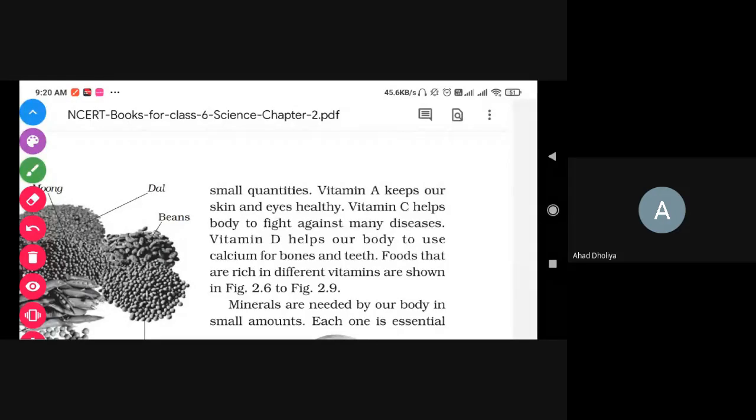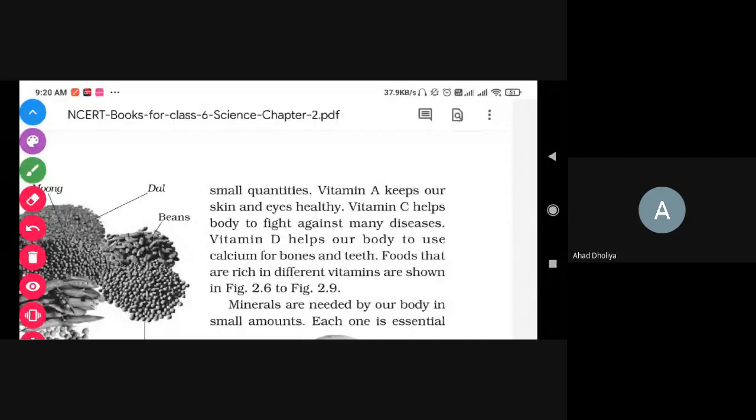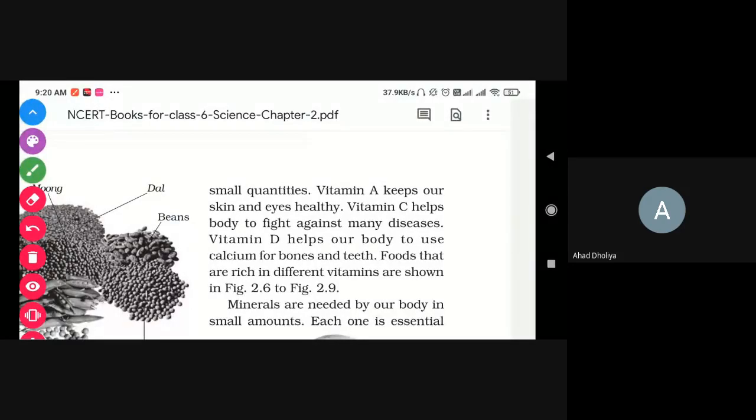Sixth point, vitamin A keeps our eyes and skin healthy. Number 7, vitamin C helps body to fight against many diseases. Point 8, vitamin D helps our body to use calcium for bones and teeth. Okay, Ahad, please send this picture on my WhatsApp.